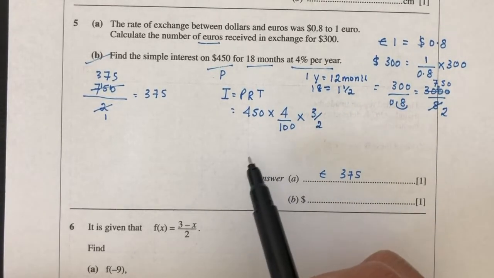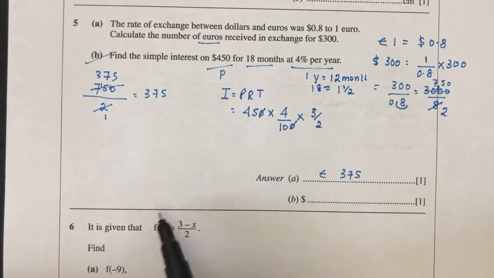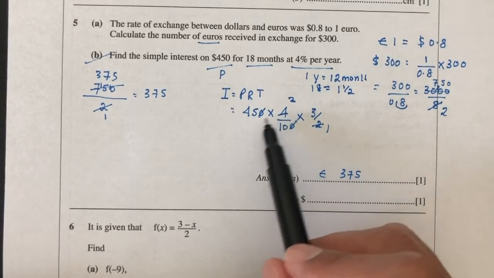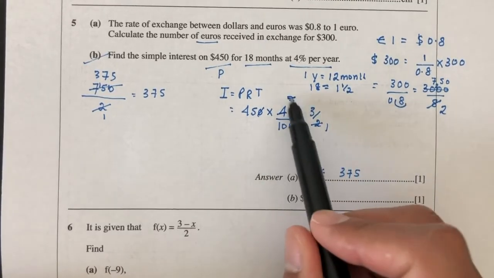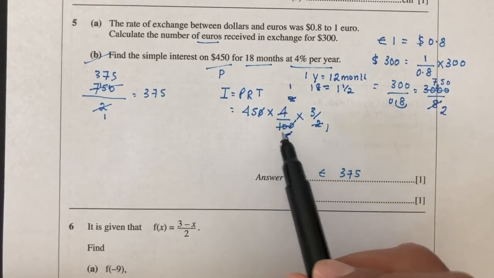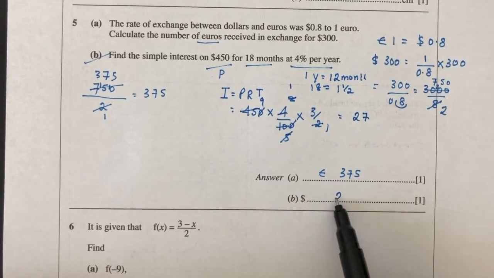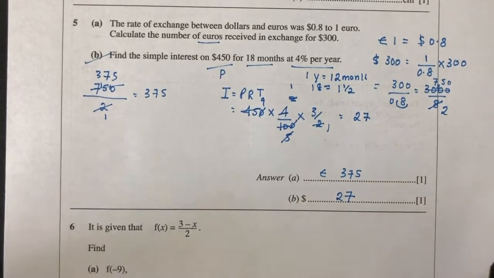Now we have to simplify. So 0 goes away. Divide by 2. So let's do the rest. So 2 here, 1, 5. That will be 9. So your answer will be 27. So the interest earned will be $27.